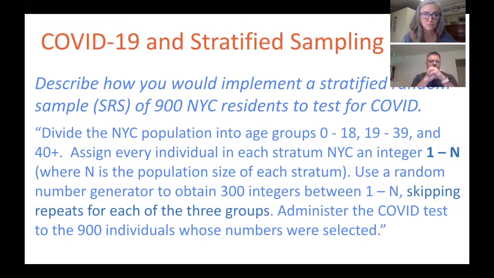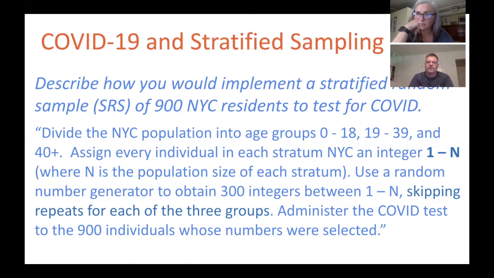And what we do is stratify our groups, or classify is another way of thinking about it. We're going to put them into categories. So under 19, 19 to 39, and 40 plus. And we're going to assign numbers within each of those strata and choose 300 from each of the groups, skipping repeats, and then administer to those 900, but 300 in each stratum.